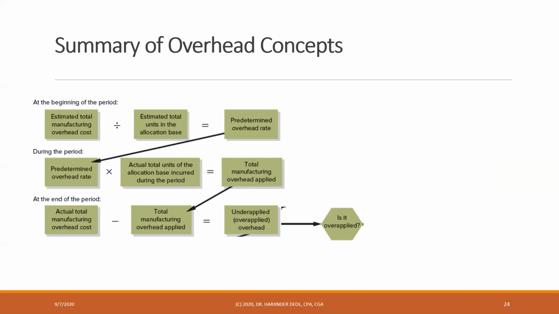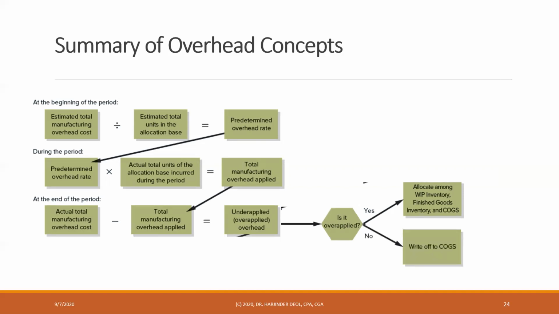If the manufacturing overhead is over applied, then we will allocate it among work in process inventory, finished goods inventory, and cost of goods sold. If, on the other hand, the manufacturing overhead is under applied, then it's simply written off against cost of goods sold, which is what we saw in the earlier example.